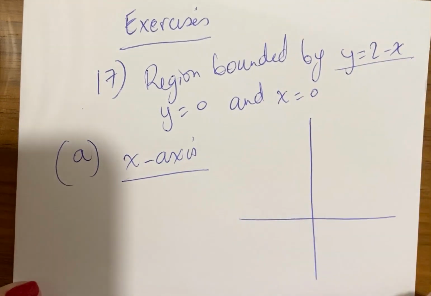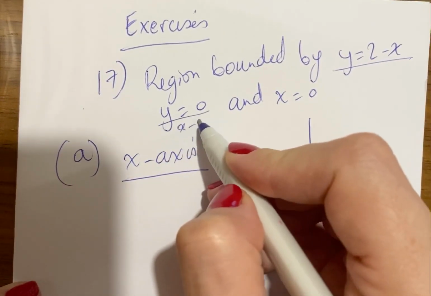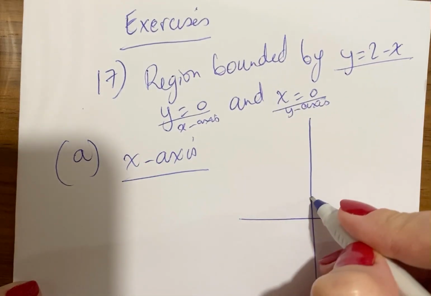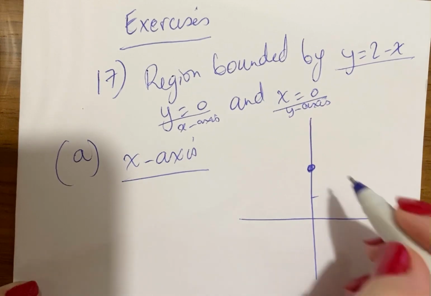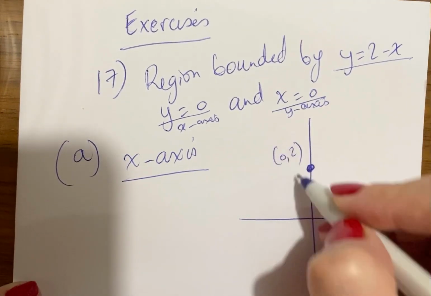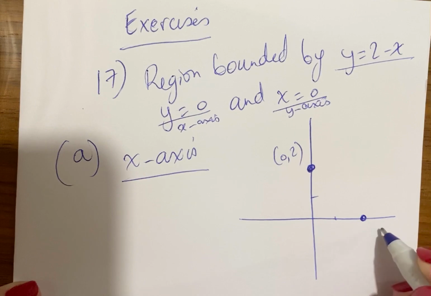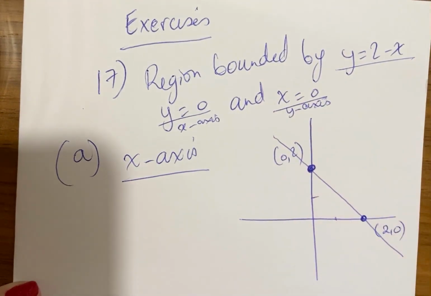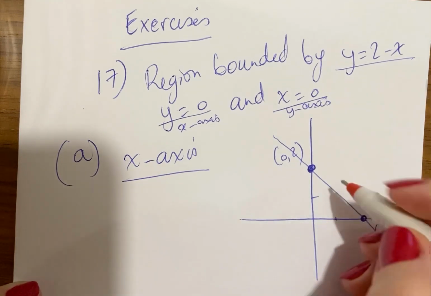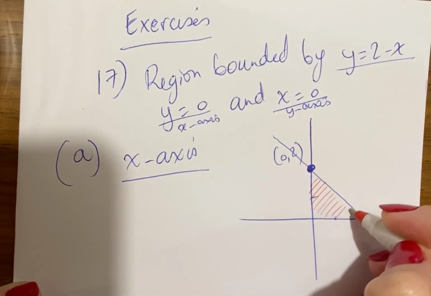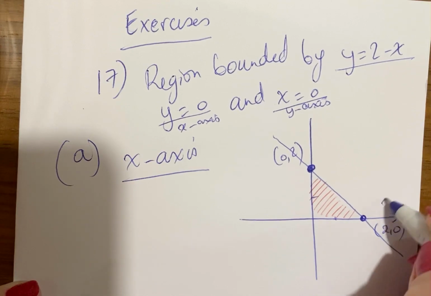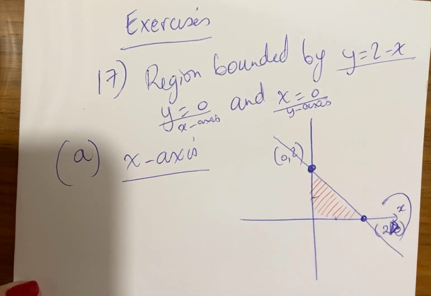y equals 2 minus x, x equals 0 and y equals 0, this is the x-axis and the y-axis. y equals 2 minus x, when x is equal to 0, y is equal to 2, and when x is equal to 2, y is equal to 0. This is the straight line. So the region between the three lines, y equals 2 minus x and the axes, is this region over here. What we want to do first is rotate this around the x-axis.